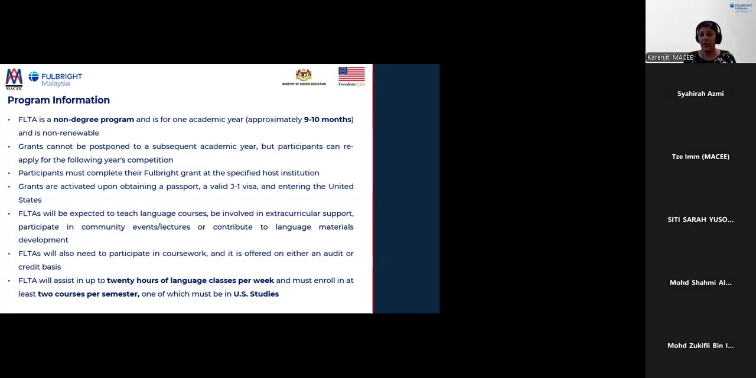Being able to participate in community events or lectures, and in addition to that, contributing to any language materials development. Okay, so you're not only going to be sharing or learning, correct? If there is any material development that you are required to come up with in the institution where you are placed, you will be involved in that as well. So basically, so far, the program gives you an idea for you to teach, to learn, to share, and to contribute.